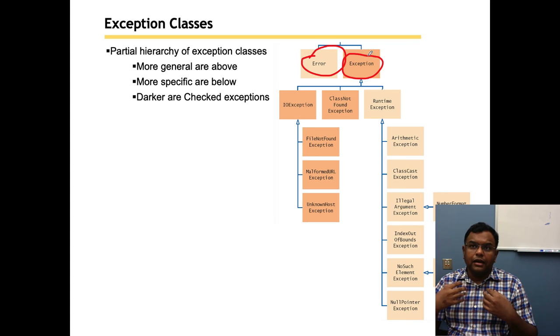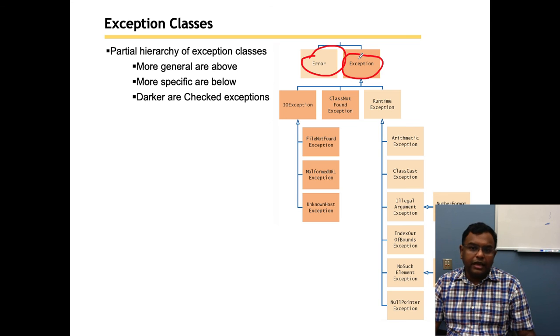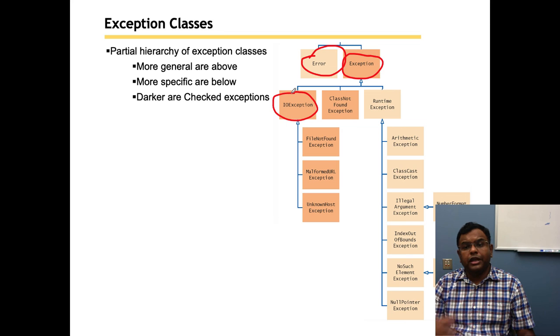So those are expected to happen sometimes, but those should be handled carefully. Exceptions can be categorized into different exceptions, but broadly there is IO exception, that happens with input output, like a problem with reading from a file or writing to a file, or a problem with reading from a keyboard or writing to the console, etc. Then ClassNotFoundException.